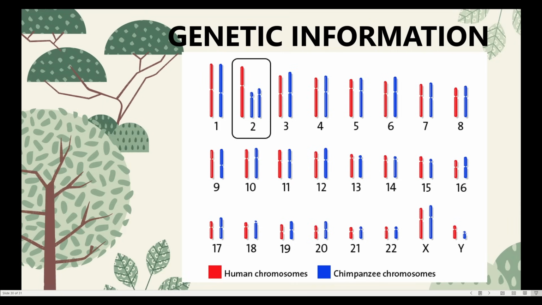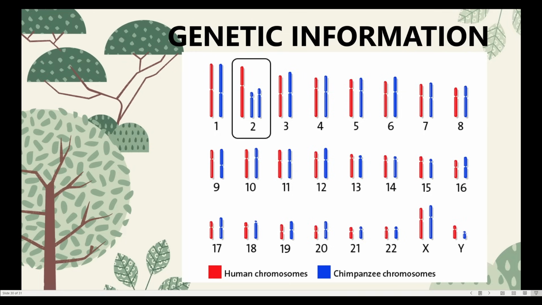Nagkakaroon ng kaibahan sa chromosome number 2 kung saan instead na 2, nagiging 4 sa kanila. Statistically, humans and chimpanzees have 98.8% similar DNA. So yung 1.2% na difference, yun lang yung nag-a-account dun sa differences ng itsura natin, differences ng traits natin between the human and the chimpanzee.